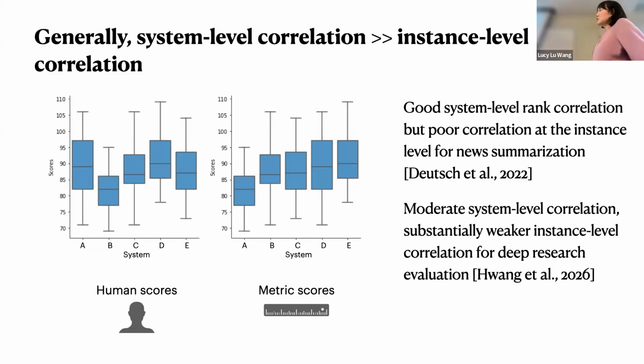In these 2 plots, the left side is the system level score distributions for 5 different systems provided by humans. The right side is the same systems, same distributions for those systems, produced by a metric. And in this case, we actually don't even really see system level correlation, right? The human thinks that system D is best, followed by A, followed by E, followed by C, followed by B, if we're looking at medians. And on the metric side, we get this relationship.